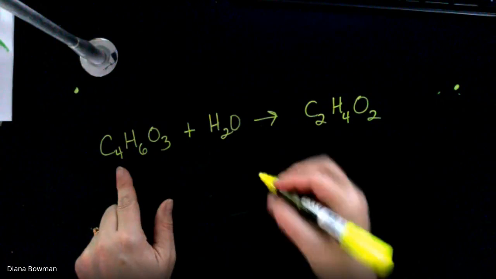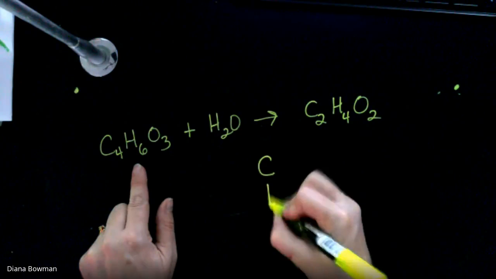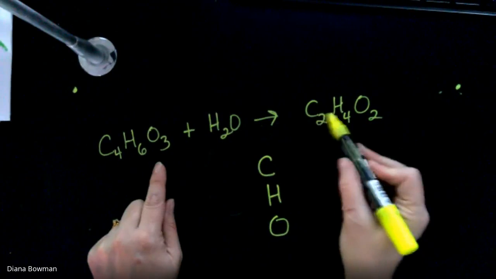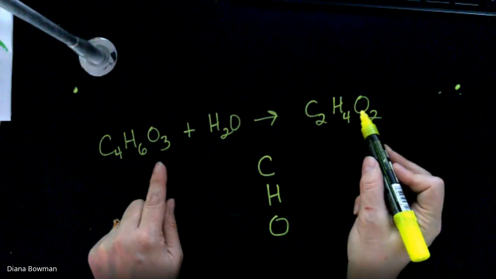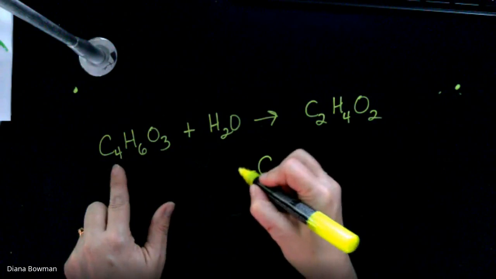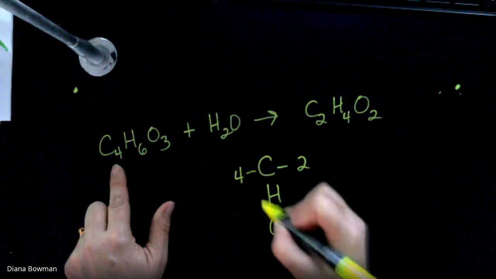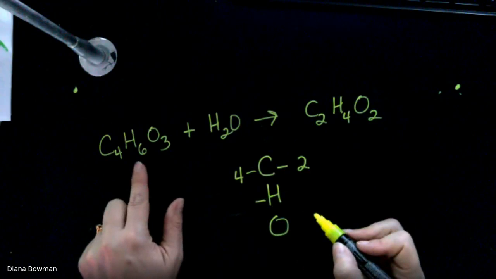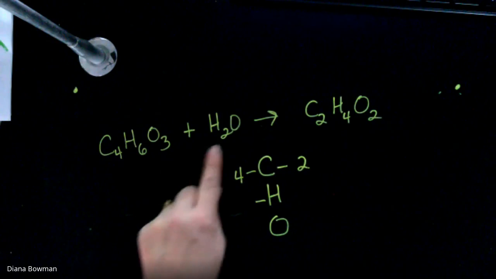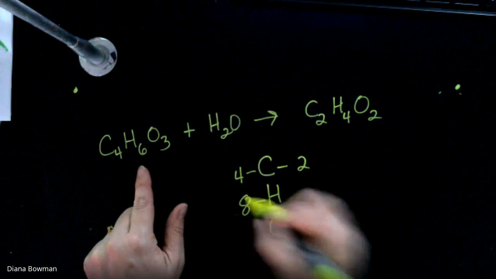Let's go ahead and just take attendance. We've got carbon, we have hydrogen, we have oxygen. And that's what we have on this side too, carbon, hydrogen, oxygen. So how many carbons do we have to begin with? 4. How many do we end up with? 2. How many hydrogens do we have? And be careful, this is a trick question. I have 6 here, but what else do I have? I have 2 here. So that gives me 8 total.